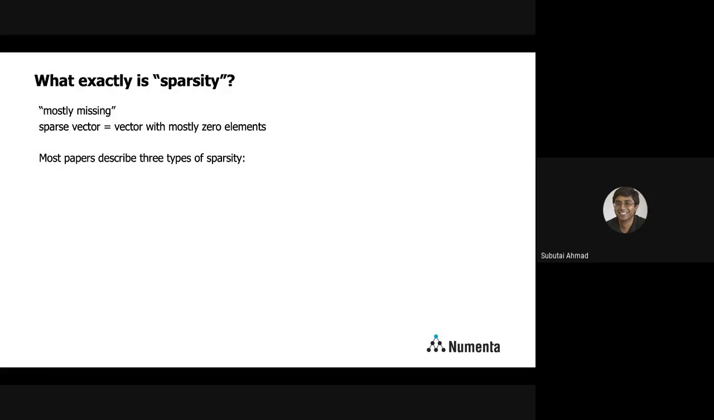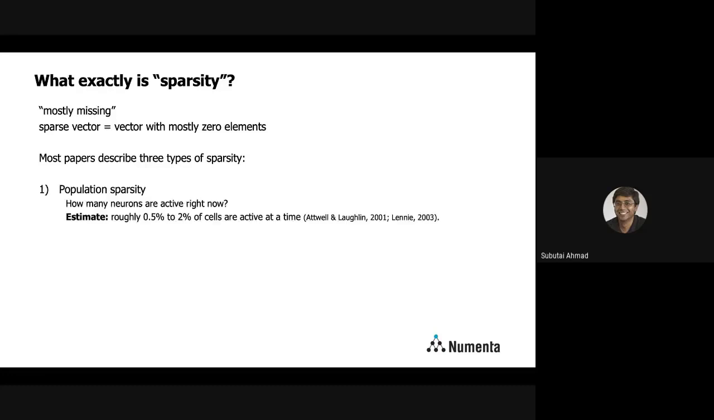What do we mean by sparsity? Generally, it means that stuff is mostly missing. If you think about a sparse vector or a sparse matrix, it's a quantity where most of the elements are 0. In neuroscience, most papers talk about sparsity in 3 different ways. The first is population sparsity, which is how many neurons are active right at this point in time, and that corresponds to the movie I was showing you. The best estimates are somewhere around 0.5% to 2% of cells active at a time. This is much, much sparser than any deep learning system.